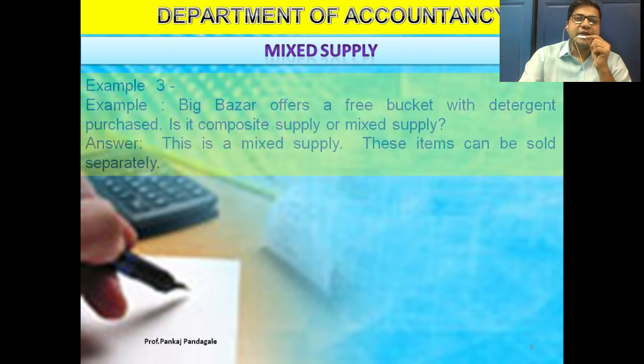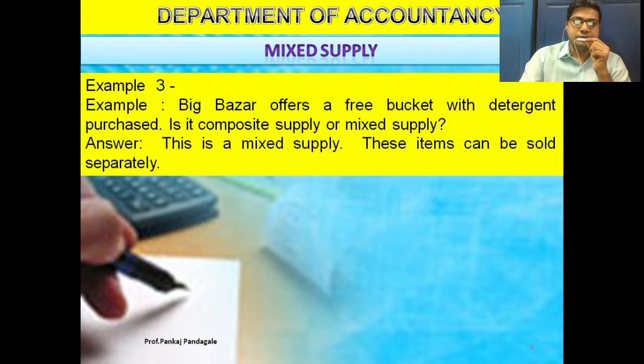Now one more example that we have to study. Big Bazaar offers a free basket with detergent purchase. Is it a composite or mixed supply? Free basket with detergent, this is a mixed supply. These items can be sold separately, basket can be sold separately, detergent can be sold separately, but Big Bazaar offers them together, that is called mixed supply.